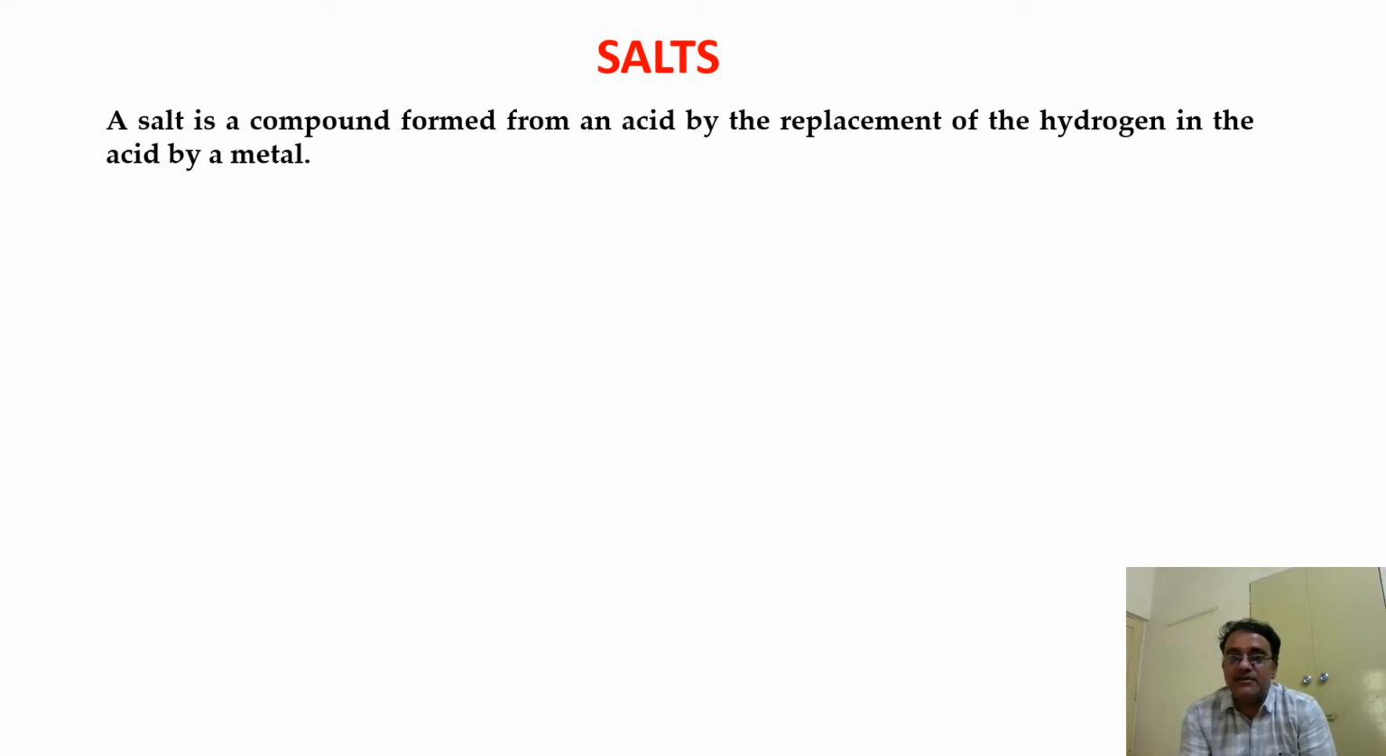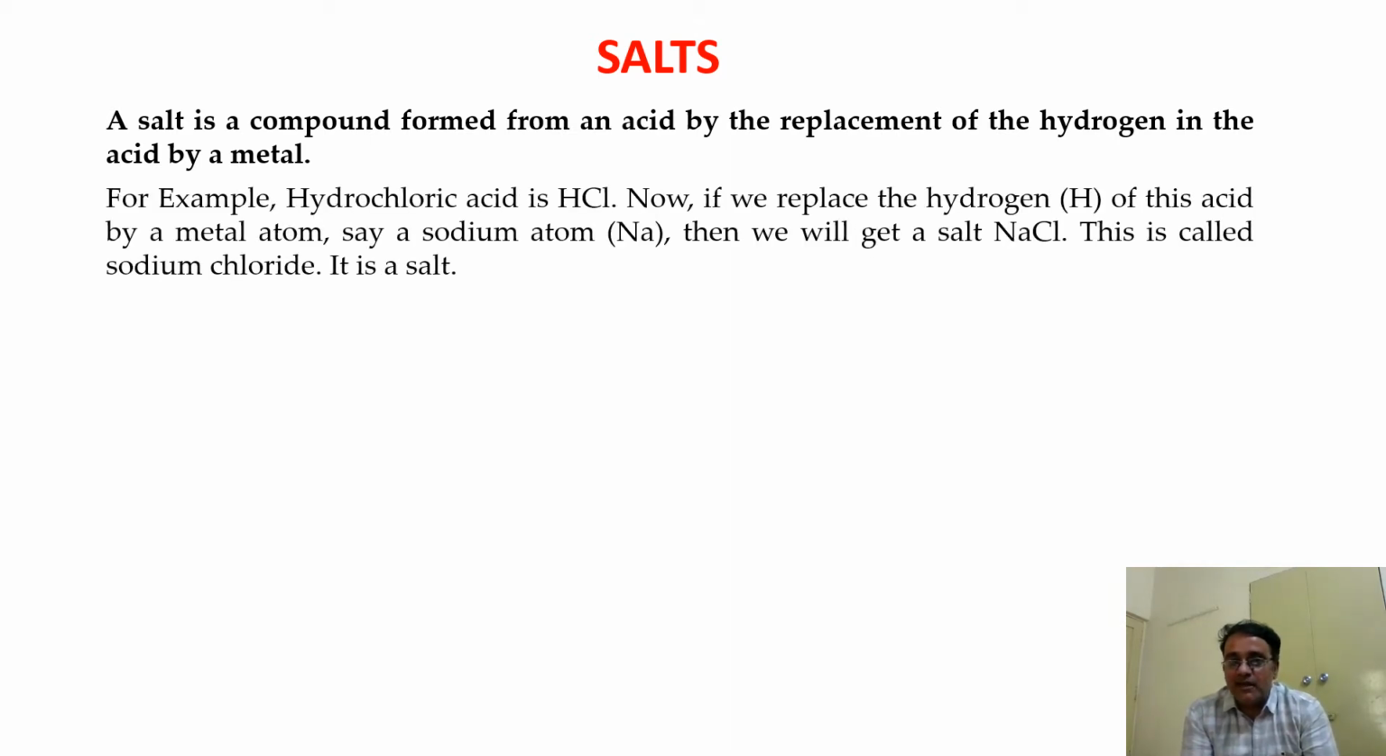compound formed from an acid by the replacement of the hydrogen in the acid by a metal. Okay, so we'll take one example. Hydrochloric acid is HCl. Now if we replace the hydrogen H of this acid by a metal atom, say sodium, then we will get a salt, sodium chloride, that is NaCl.